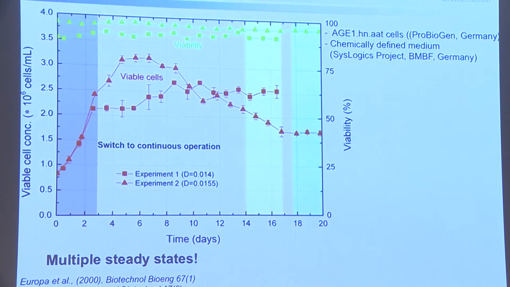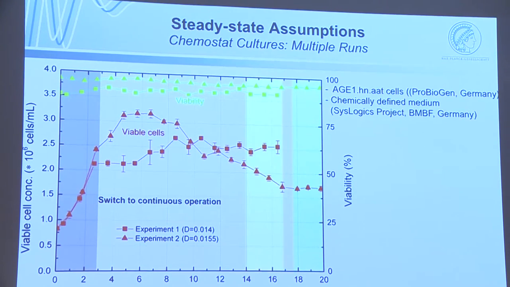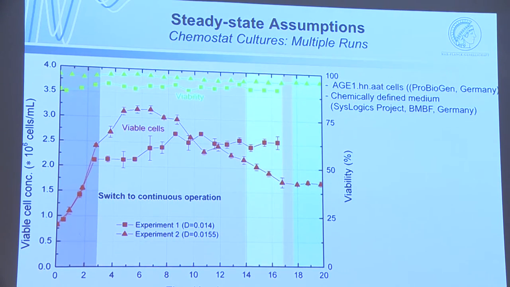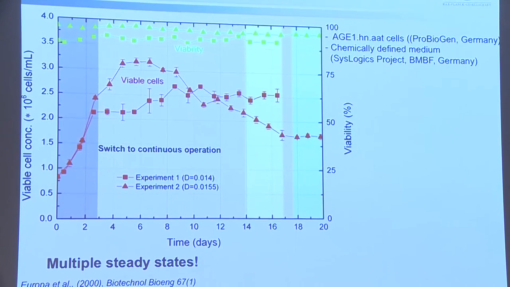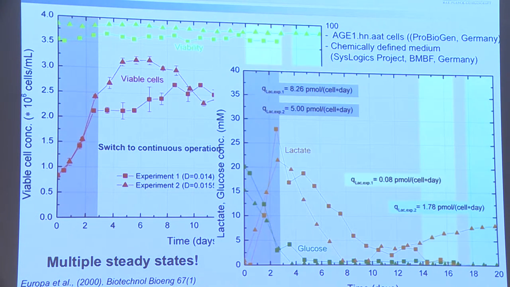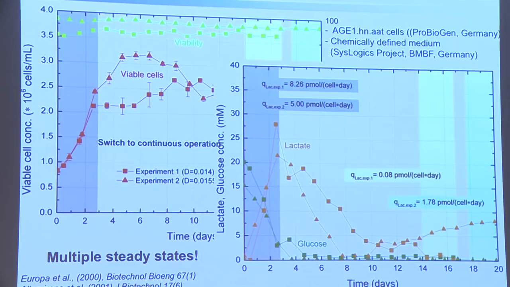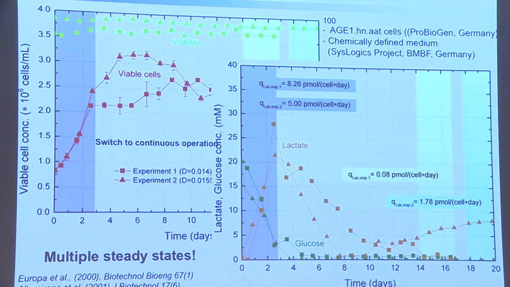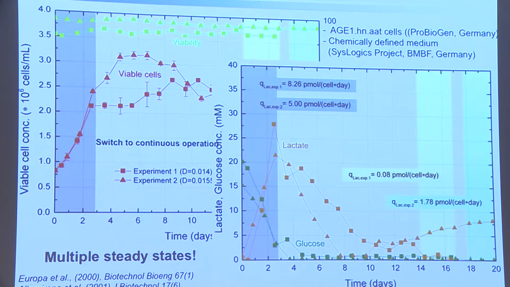And then we have the additional problem. If you want to reproduce experiments in mammalian cells, for instance. This is an experiment. This is the second experiment. Dilution rates almost the same. And if you, for instance, now analyze lactate uptake or glucose uptake, you see what the cells achieve here is multiple steady states. So it's very easy, if you do mammalian cell cultivations, that even if you try to achieve a very, very high reproducibility, every single experiment you do, you achieve multiple steady states.